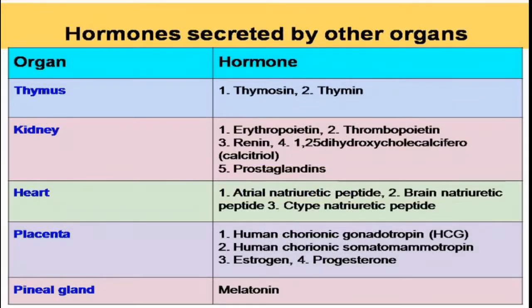Other organs of the body also secrete many hormones, like thymus secretes thymosin and thymine. Kidney secretes erythropoietin hormone, thrombopoietin, renin, and prostaglandins. Heart secretes atrial natriuretic peptide and brain natriuretic peptide. And pineal gland secretes the hormone melatonin.